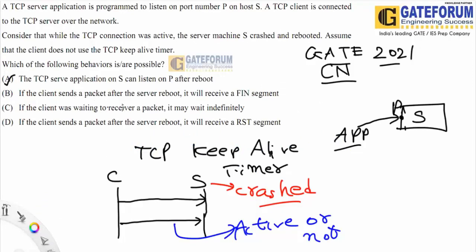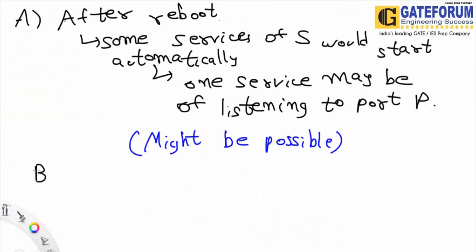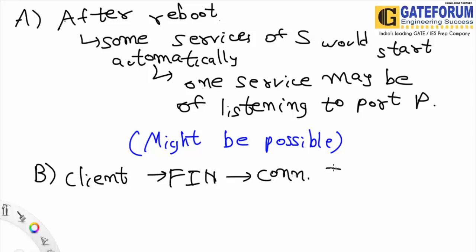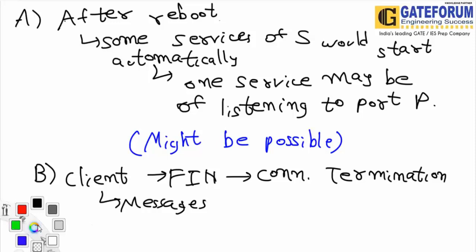Option B says that if the client sends a packet after the server reboot, it will receive a FIN segment. FIN we normally use for connection termination. As the client is sending messages, you remember, FIN is not required here.